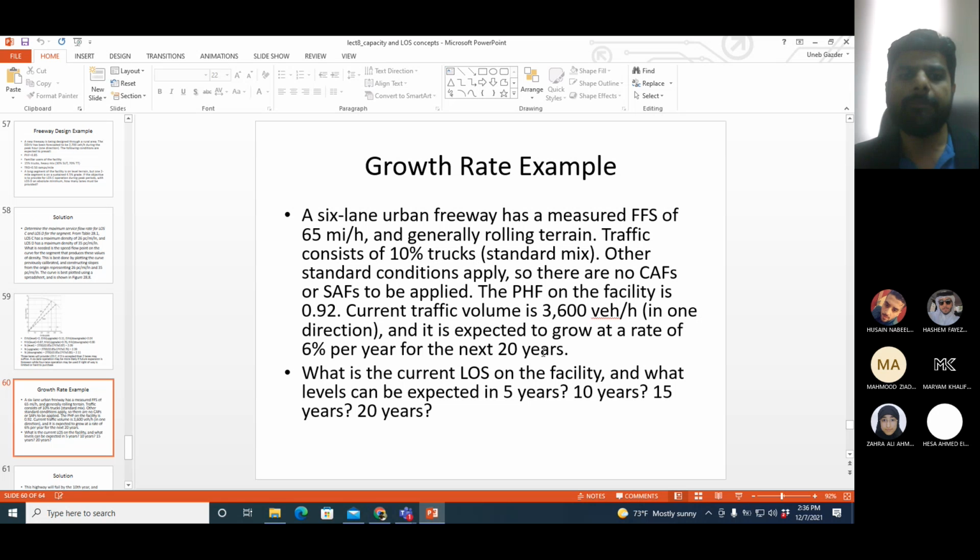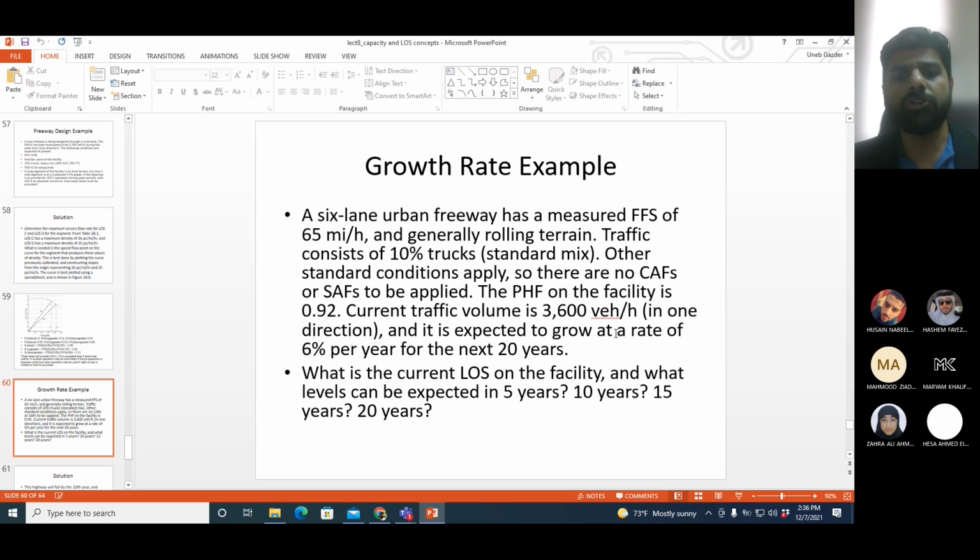Okay, what is the current level of service? So this is what we have already done previously, right? But now they are also asking what will be the level of service after 5 years, 10 years, 15 years, and 20 years. Okay, there are 2 ways in which this example can be done. One is what we have already done yesterday. You can adopt the same procedure and do it for every year separately.